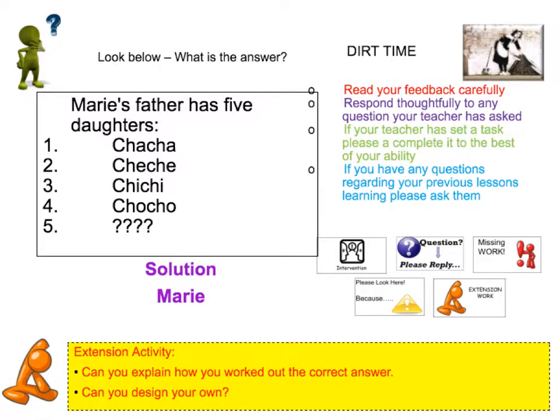This is the teacher guidance then for the democracy and dictatorship introduction with the brain teaser at the start. Marie's father has five daughters. I listed there who's the fifth daughter. It's Marie.